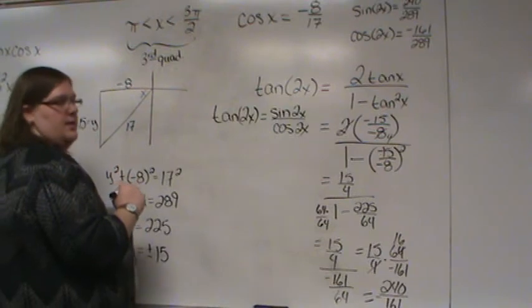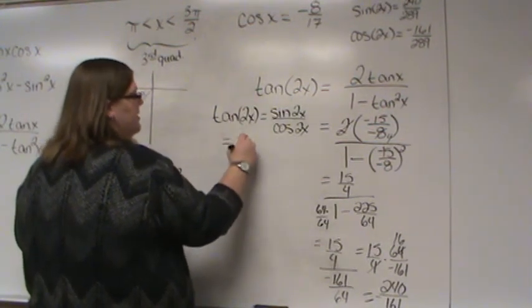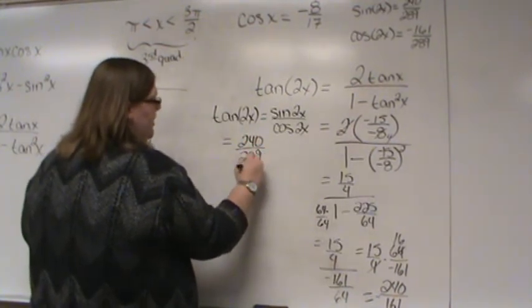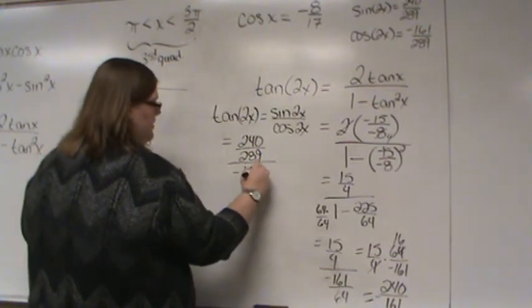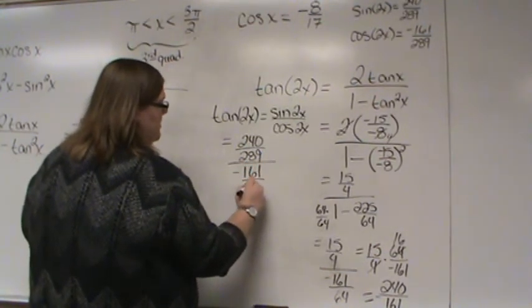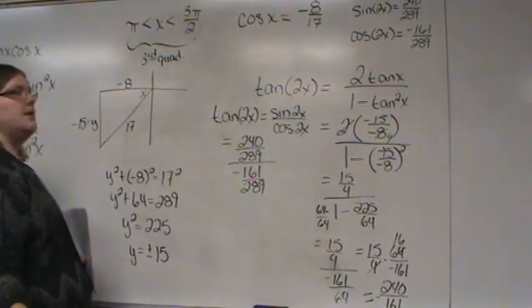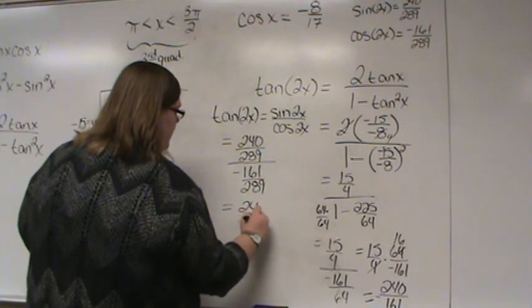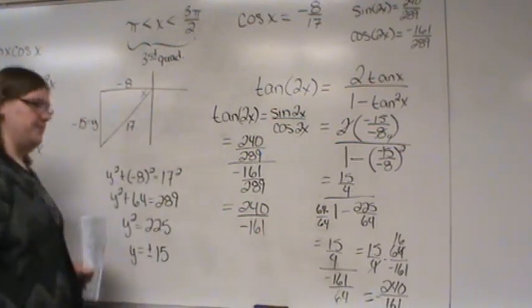So for that one we would have plugged in 240 over 289, and that would have been over our cosine, which is negative 161 over 289. And we would have flipped and multiplied, and you would have gotten that 240 over negative 161.